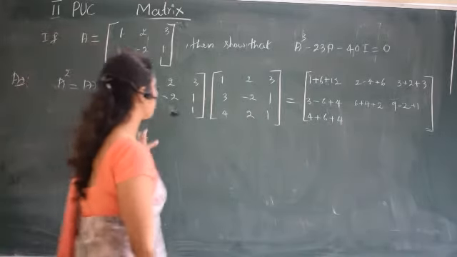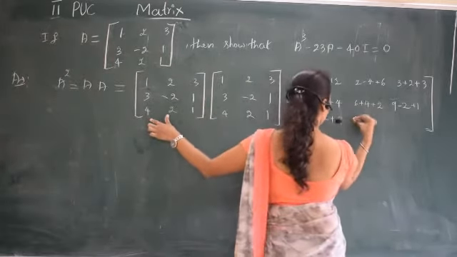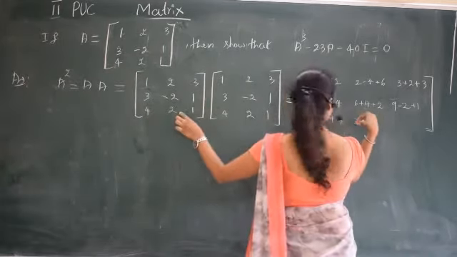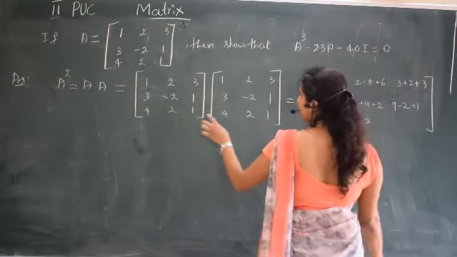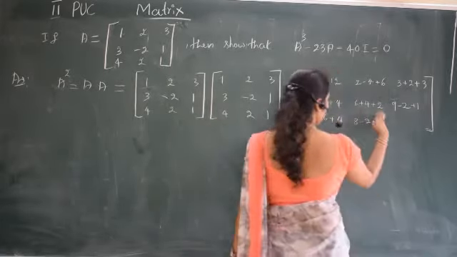Third row and first column. Then next one is 4 into 2 is 8. Then 2 into minus 2 is minus 2. Then 1 into 2 is plus 2. After that 4 into 3 is 12. Then 2 into 1 is 2, plus 1.